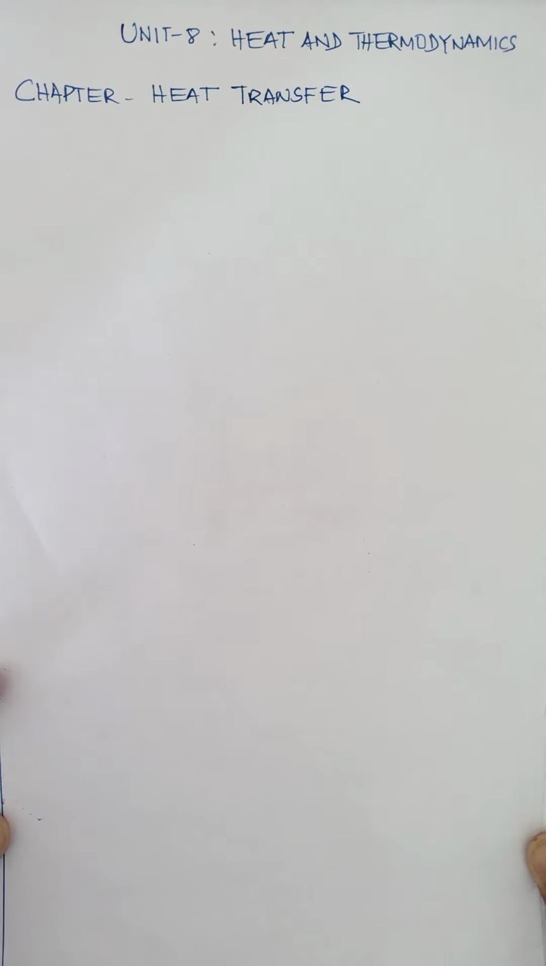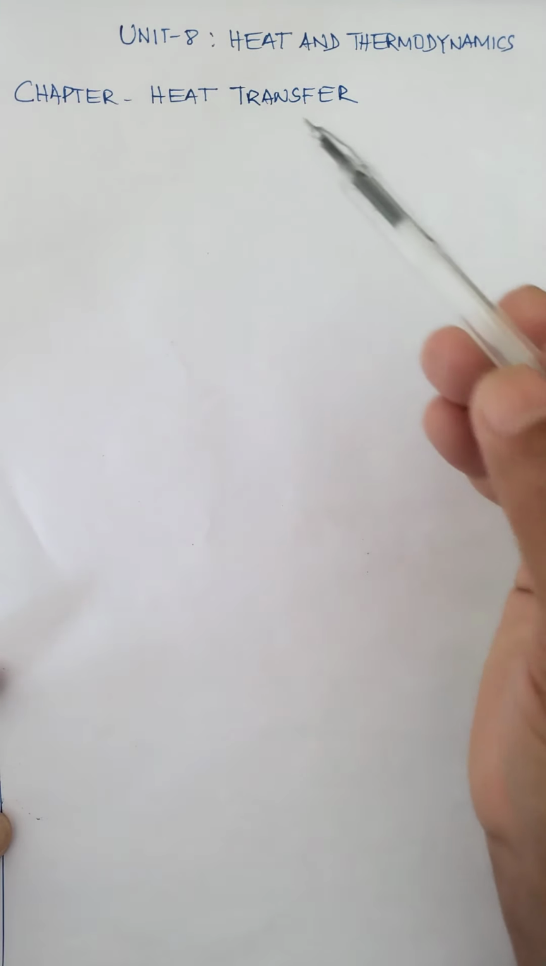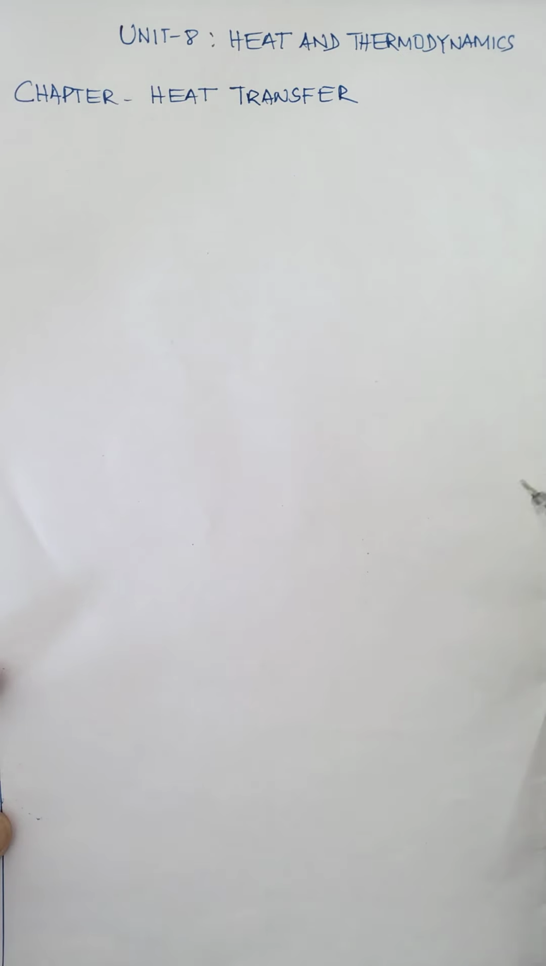In this video, we start a new unit and a new chapter. This is unit number 8, and the name of the unit is Heat and Thermodynamics. This is the second last unit. As per the syllabus for class 11, there are a total of 10 units to be covered, but we are in unit number 8.